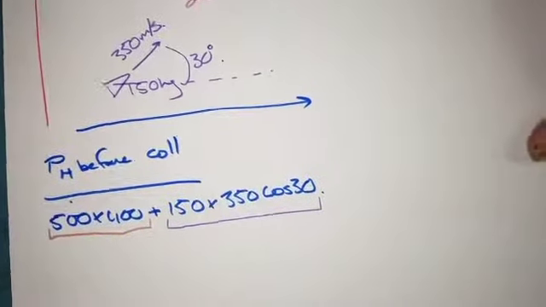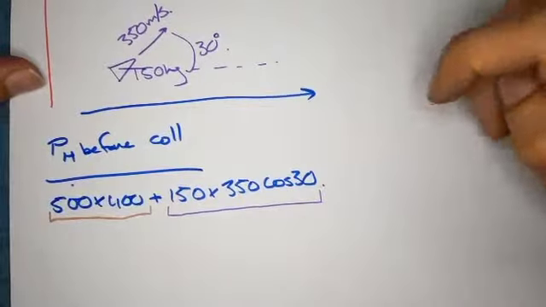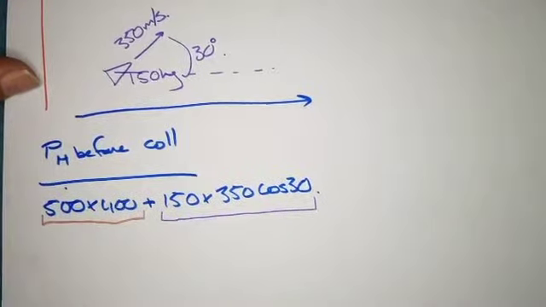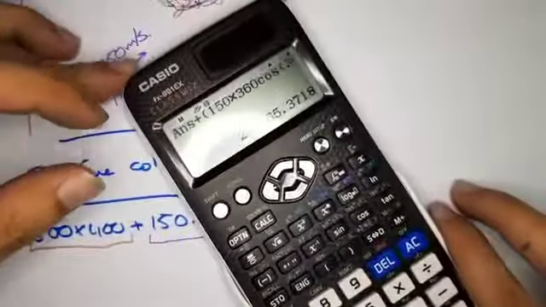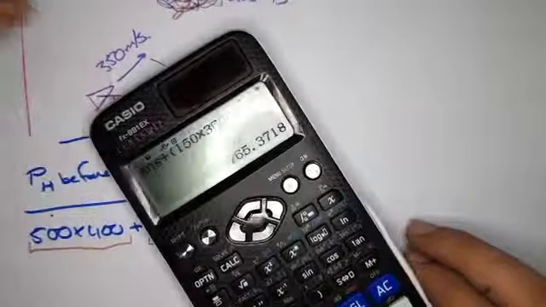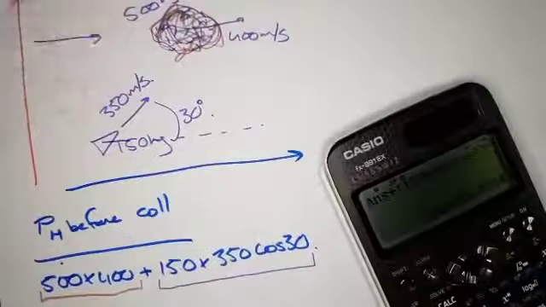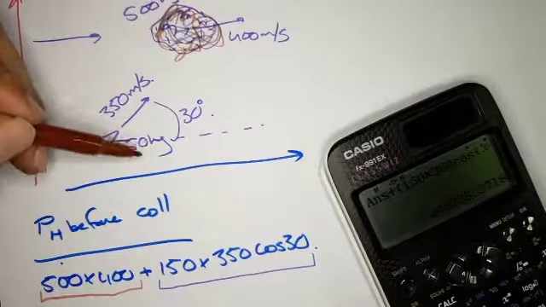Okay, so moving on. Momentum of this plus momentum of this. Oh wow, this is a huge value, guys. The value is 2466765.3718. Obviously, we're not going to write it to so many significant figures because our values seem to be around 2 or 3 sig fig.